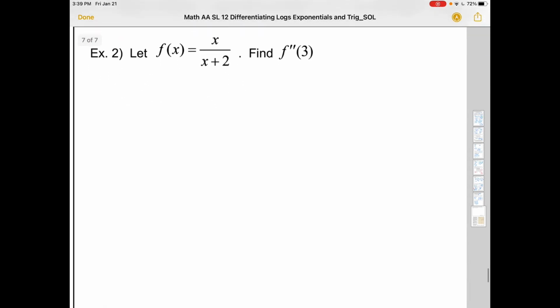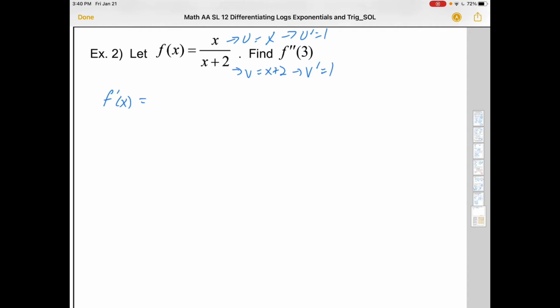So we'll do one more here where we'll actually find a value. There's no way in this one to avoid a quotient. So u is going to be x, and v is going to be the bottom, which is x plus 2. That tells us that u prime is 1. Also v prime is 1. So hopefully this won't be too bad.